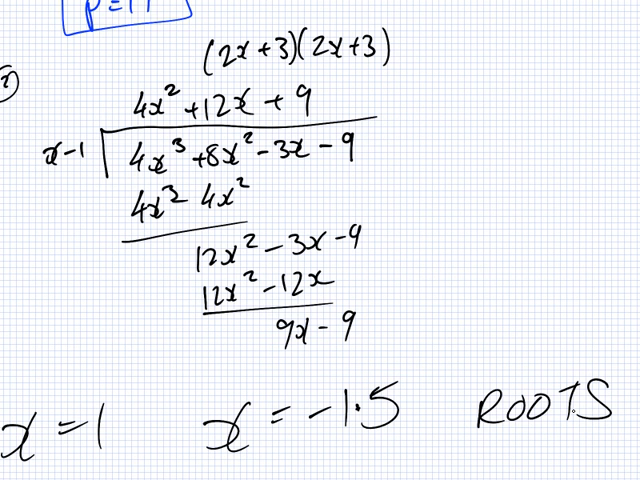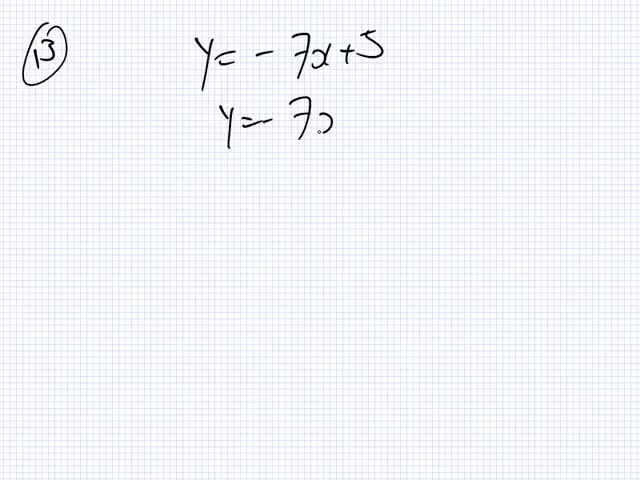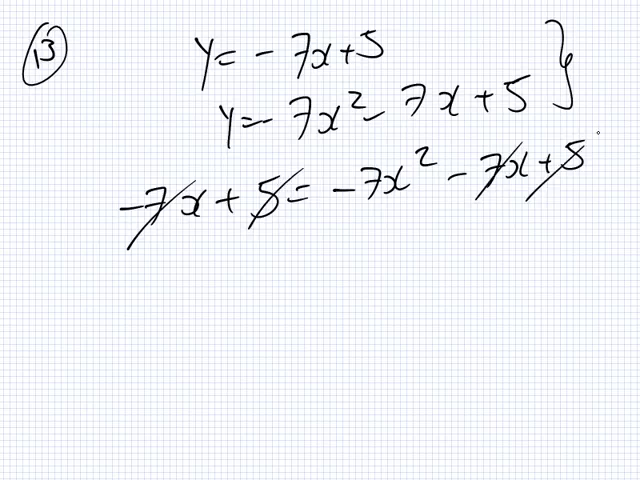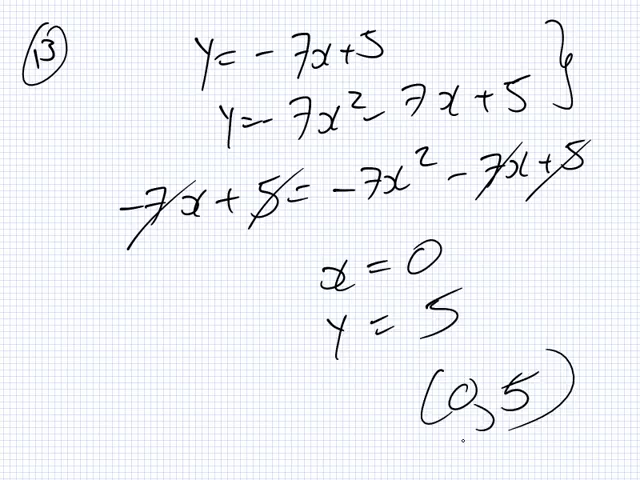Okay, can I go on to 13 now? Yeah. 13, I ask you, where does this meet with this? So I need to solve these. So I get minus 7x plus 5 equals minus 7x squared minus 7x plus 5. And that's nice, because they cancel. X equals 0, y equals 5. I definitely made this exam too easy, for sure.